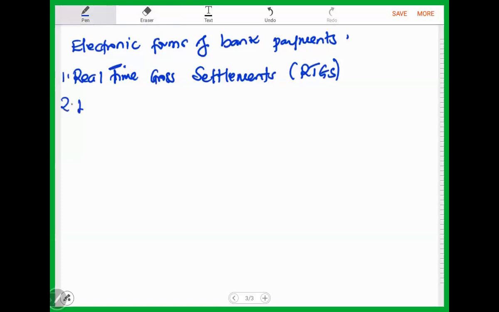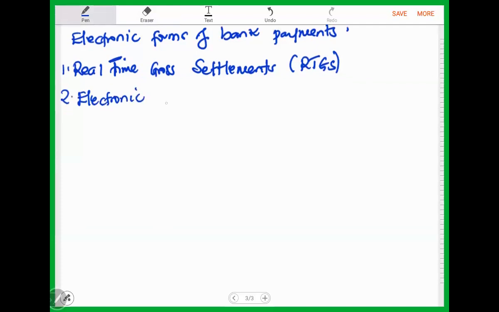Number 2 is electronic funds transfer. This is very common. These are EFTs. How are these electronic funds transfers different from RTGSs? Now, one, in terms of cost, RTGSs are expensive as compared to this. Number 2, RTGSs are in real time. These ones will take 1 to 3 days.